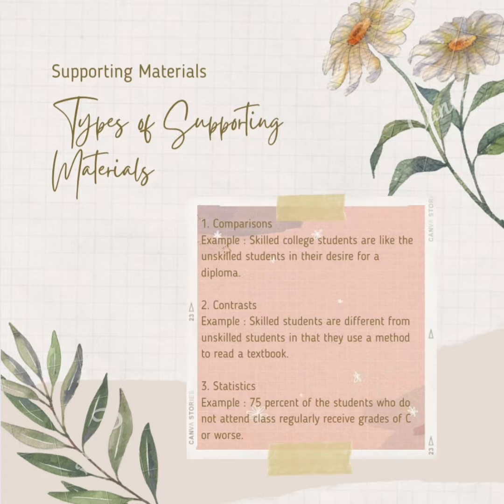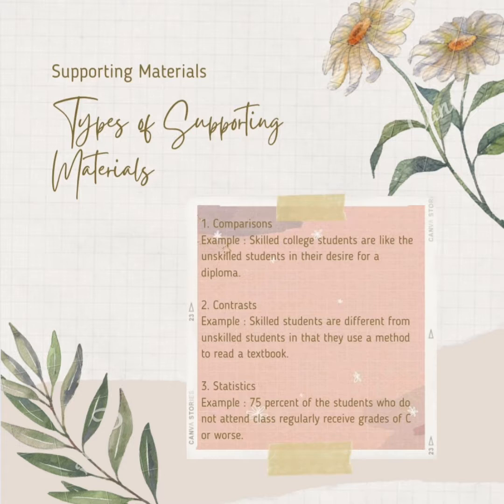So for the first one, that is comparison, in which one thing is shown to be like another. For example, skilled college students are like unskilled students in their desire for a diploma. And the second is contrast, in which one thing is shown to differ from another. Comparison focuses on similarity and contrast focuses on differences. For example, skilled students are different from unskilled students in that they use a method to read a textbook.